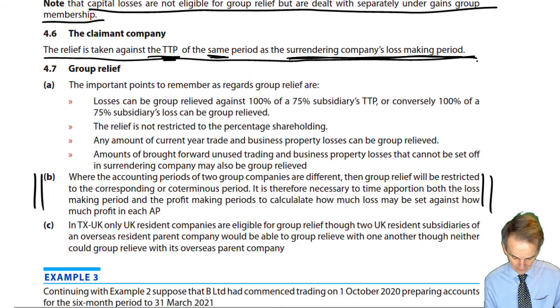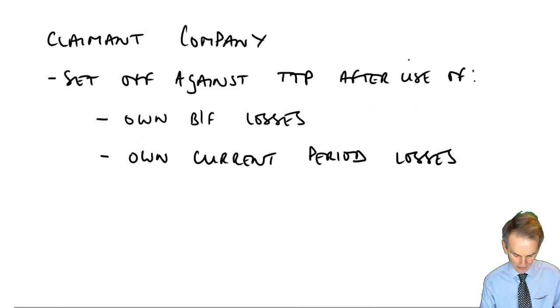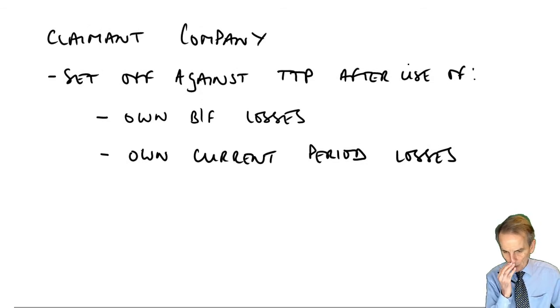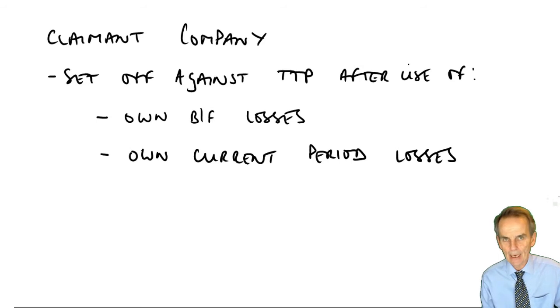But we have to look at those profits of the claimant company in a little more detail. So let's go back to another note that we prepared for you, because although that claimant company clearly has a taxable total profit for this period on its corporate tax computation, if it didn't have taxable total profits, it isn't a claimant company because there's nothing to claim against. It has a TTP this period. But what it may also have is its own losses.